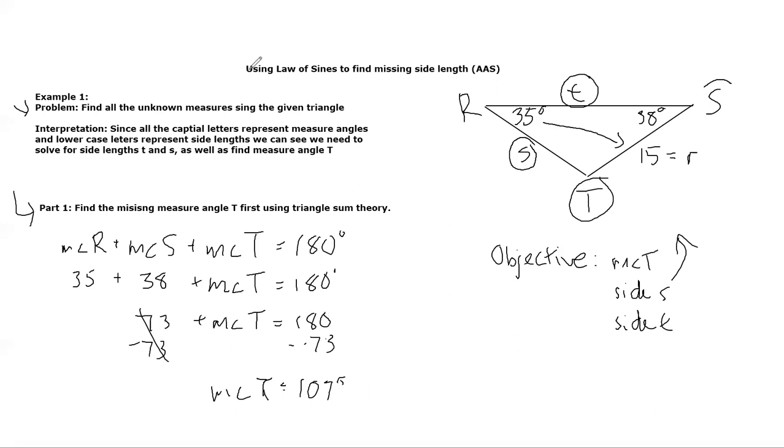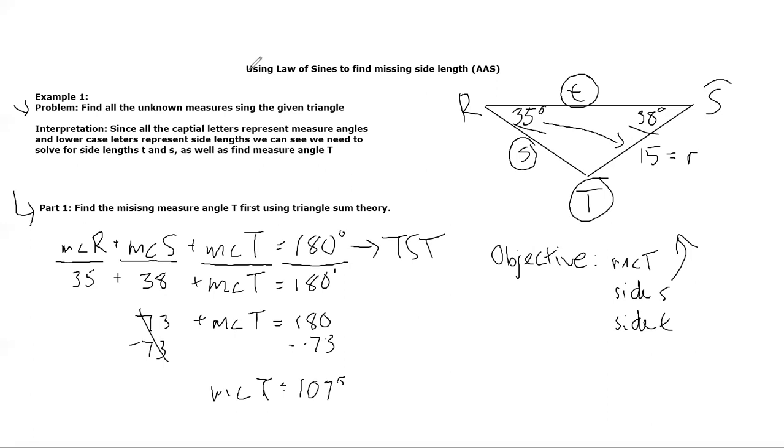Why? Because if you know that R is 35 and you know that S is 38, you can add them together, subtract them from 180, and whatever's left over has to be T. That's exactly what I did here. Measure angle R plus measure angle S plus measure angle T equals 180 degrees. This is the triangle sum theory. I'm just going to call it TST for now.